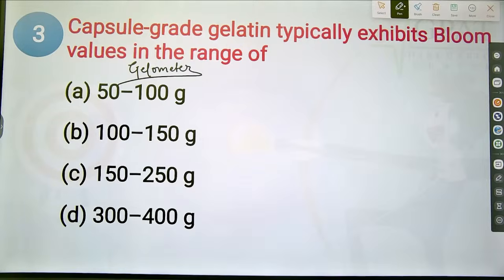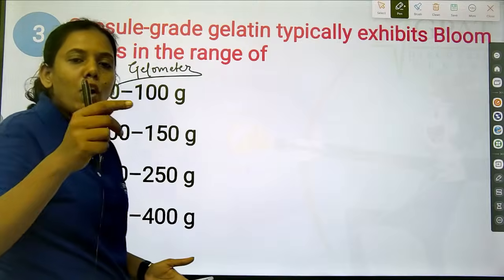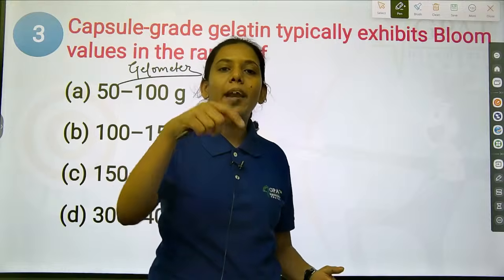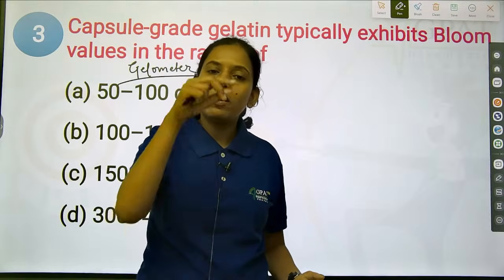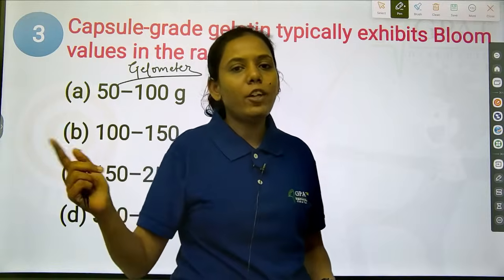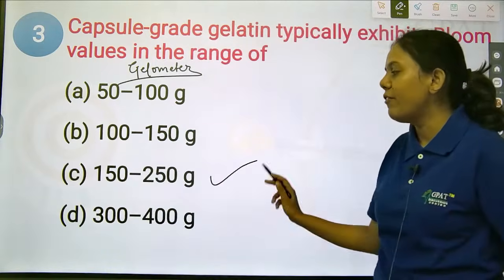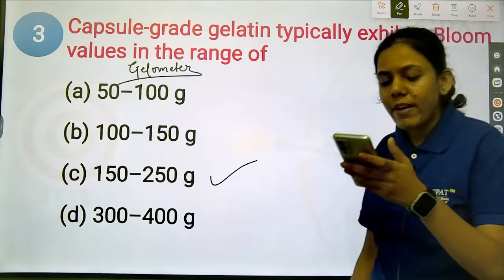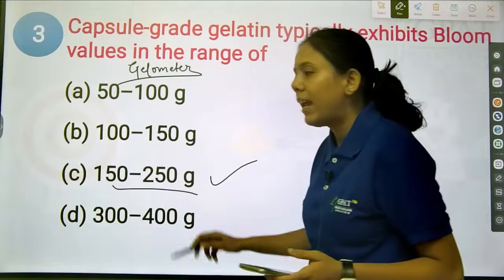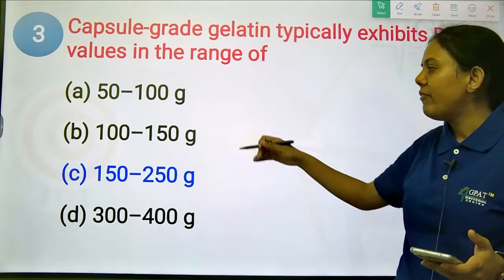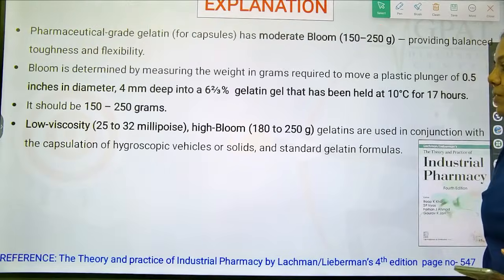And we have also discussed the unit, right? We discussed the unit because when you are checking the bloom strength of the gelatin, you keep adding weights in the gelometer. Because the weights are in grams, the unit of bloom strength is grams, that is 150 to 250 grams. Very good, all of you. I can see so many of you have answered option C, the right answer. In depth I'll explain when we see the bloom strength.